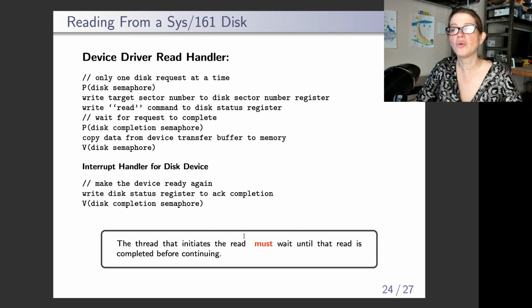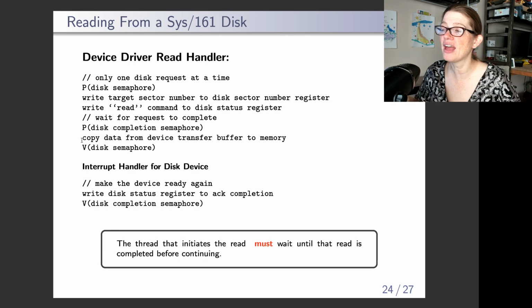So we're going to cause this thread to block to wait for the I/O operation to complete. When the interrupt for completion is received by the handling thread, we will acknowledge completion once again, and we will V the completion semaphore, which will wake up the blocked thread that was waiting for I/O to complete. And then you'll notice that we do something when we wake up.